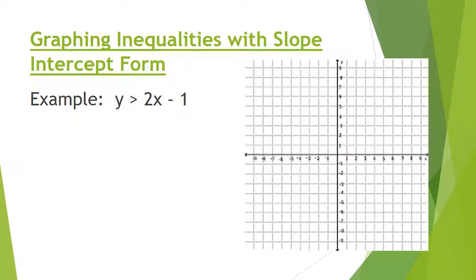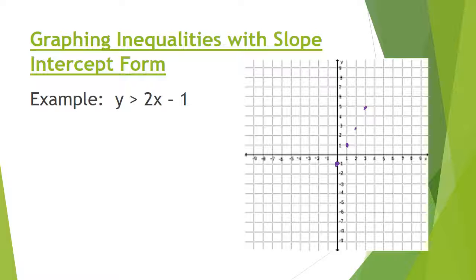Let's do another one. For this one, I start at -1. My slope is 2. So I go up 2, over 1, put another dot, up 2, over 1. And I keep doing this until I think I have enough dots.